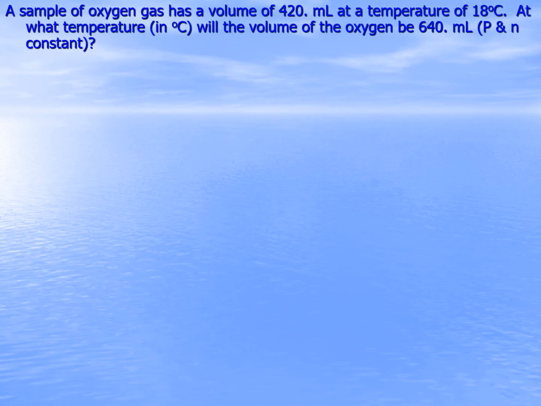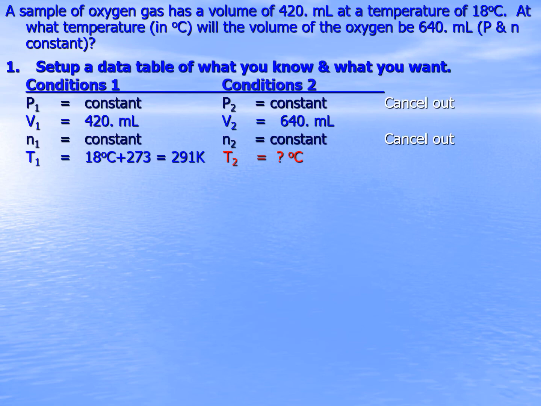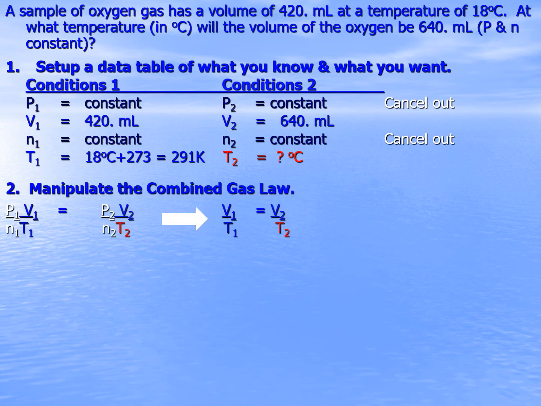Here we have a volume of oxygen gas of 420. at 18 Celsius. That decimal means there are 3 sig figs in the 420. What temperature will the volume be? 640. So what we know, V1 and V2 are 420 and 640. T1 is 18 Celsius. Make sure it's Kelvin, 291. Solve for T2. Leave pressure and moles out because they're constant. So this is going to be Charles's law. V1 over T1 equals V2 over T2.